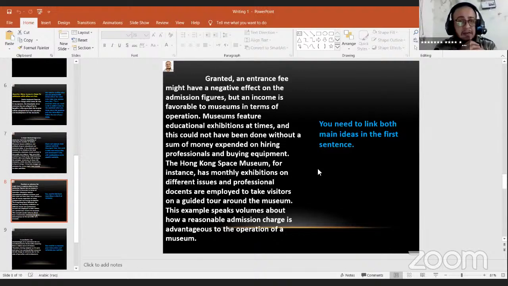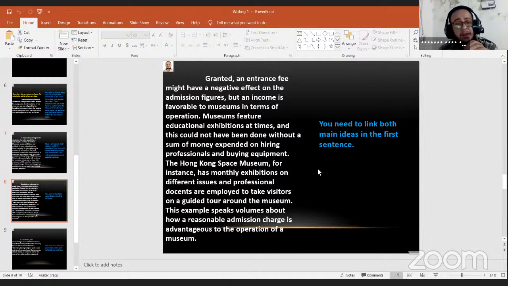Granted, an entrance fee might have a negative effect on the admission figures, but an income is favorable to museums in terms of operation. Museums feature educational exhibitions at times, and this could not have been done without a sum of money expended on hiring professionals and buying equipment.